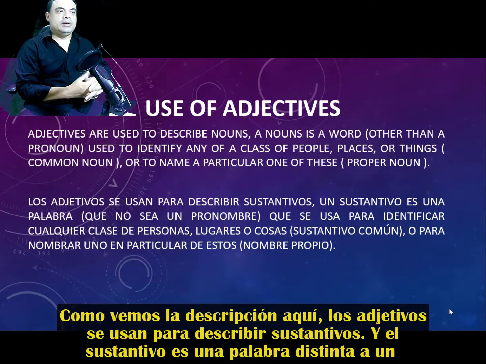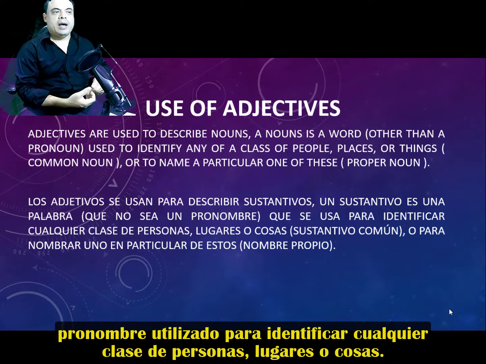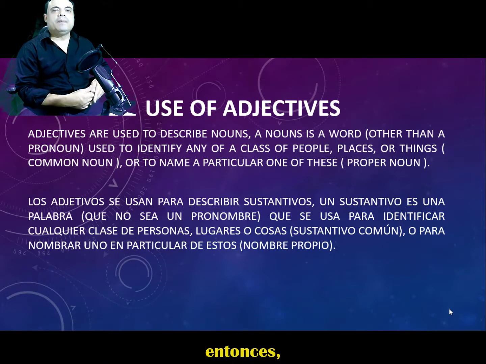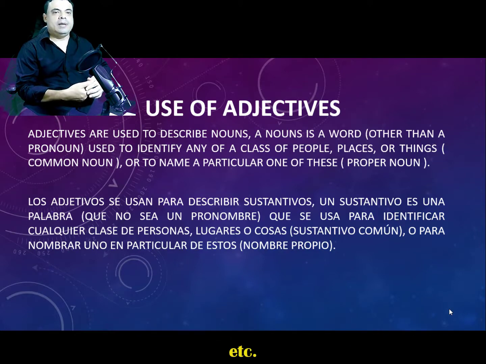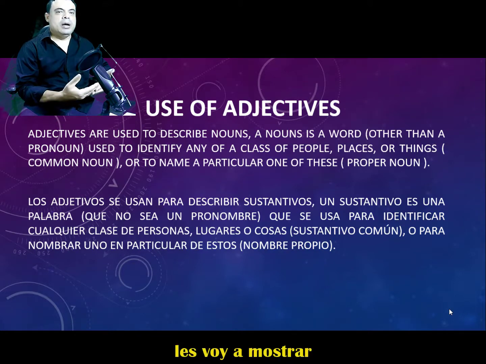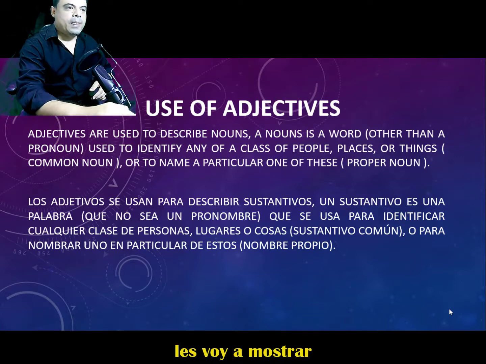As we say in the description here, adjectives are used to describe nouns. A noun is a word other than a pronoun used to identify any of a class of people, places, or things. So people, places, things in general are nouns. We describe nouns with adjectives. Adjectives describe colors, appearance, shapes, length, etc. So I'm going to show you how this works.